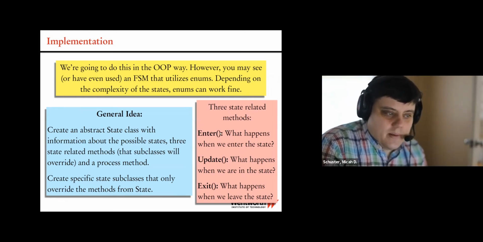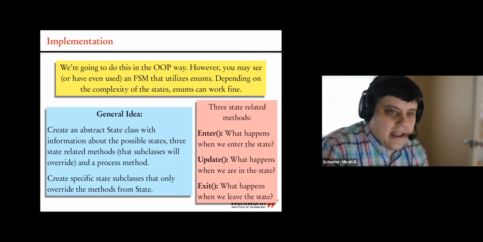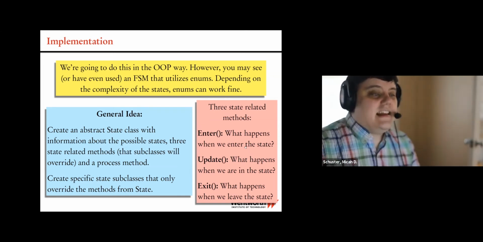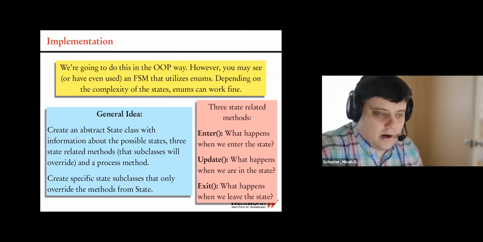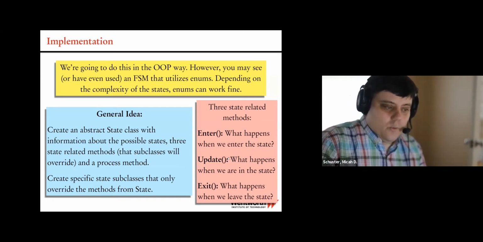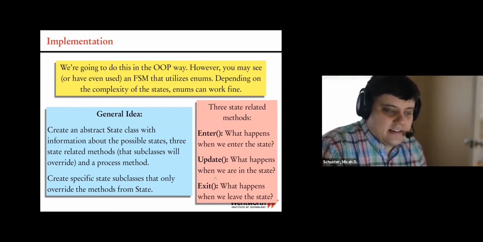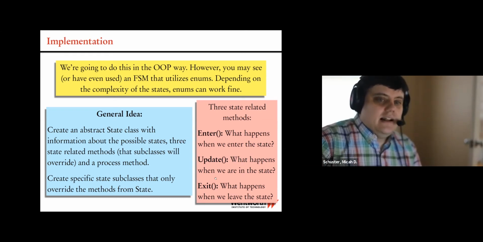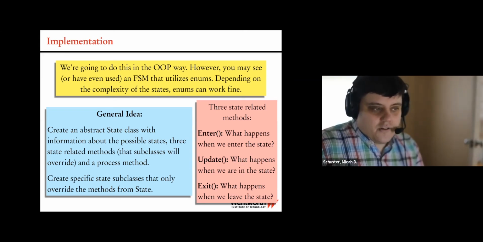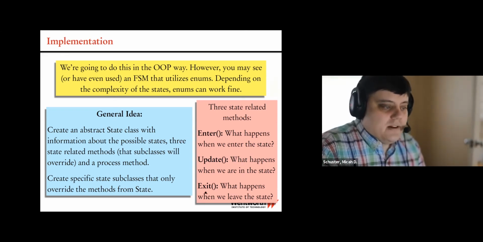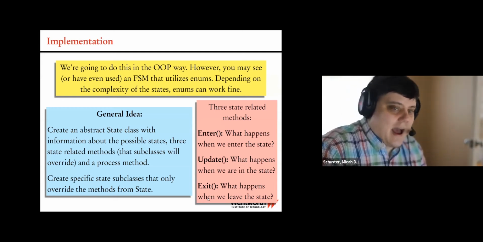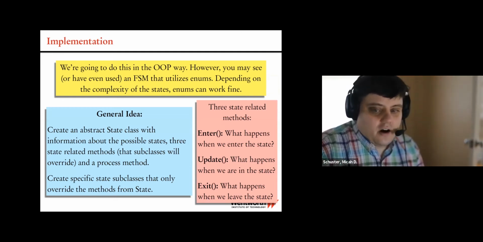So there'll be an enter method, which is what happens when we enter the state. Do we need to set anything up for this state to work properly? We'll have an update function, which is what happens when we are in the state. And we have an exit function, which is what happens if we leave the state. Now, for the example we do today, I'm going to put some prints in here so we can see what's happening and how the states are changing.